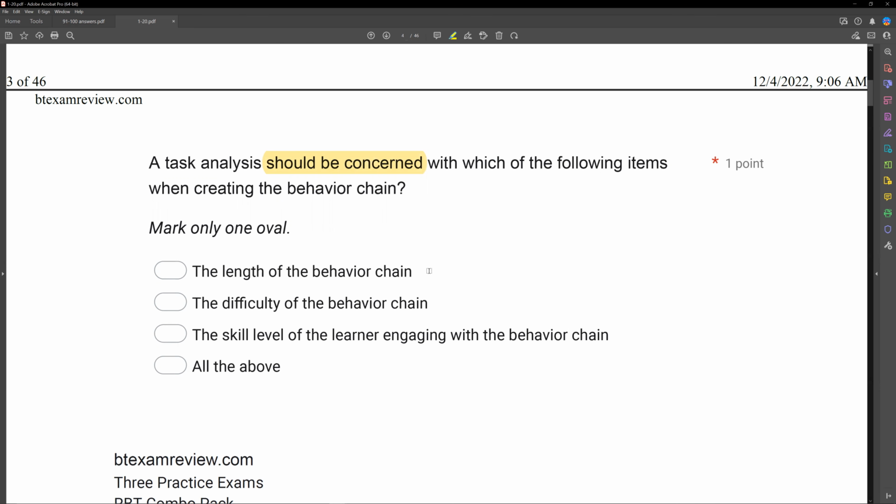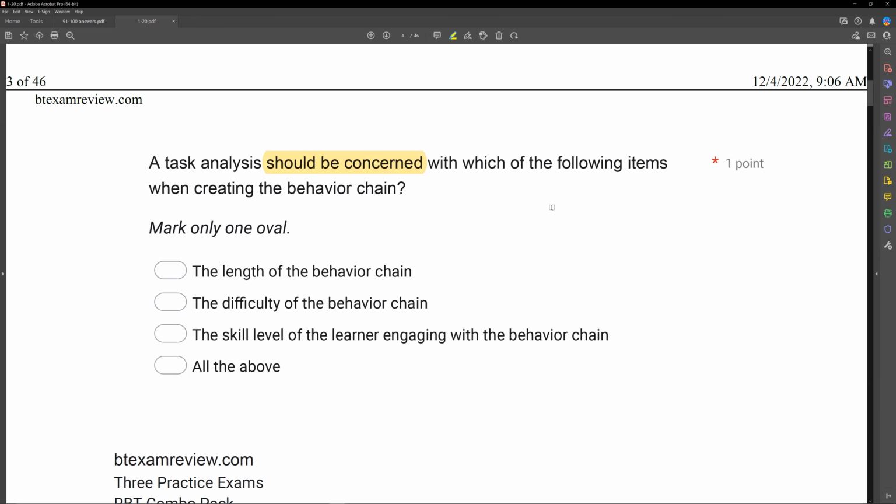Length and difficulty really do matter. C, the skill level of the learner engaging with the behavior chain. That is absolutely a priority, right? We need to personalize these things, and the skill level is going to directly impact the length and the difficulty. If we have a learner with a really high skill level, then our length and difficulty are going to be drastically different than a learner with no skill, right? So we have to be concerned with all of these things when making the behavior chain, because how we create the behavior chain is going to really impact our success when teaching the chain.